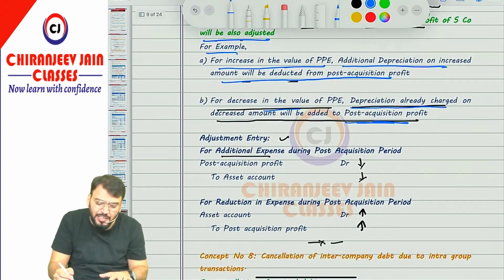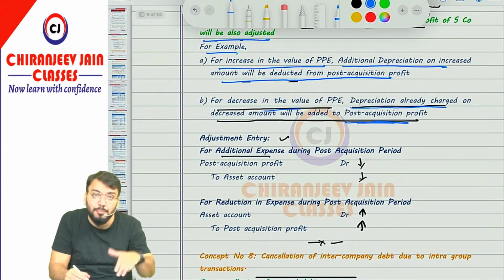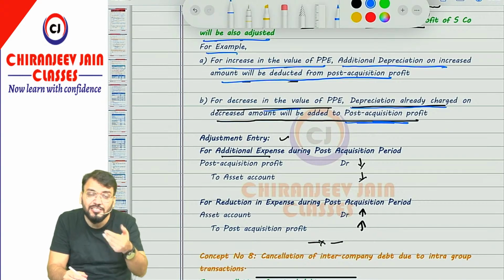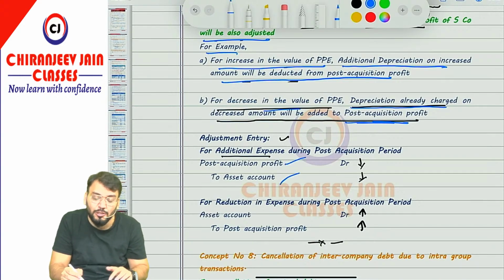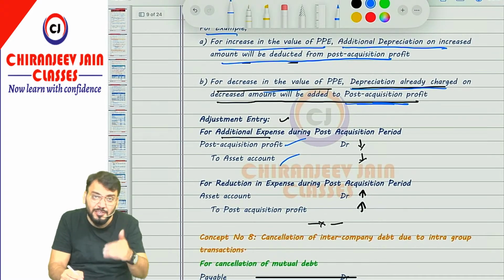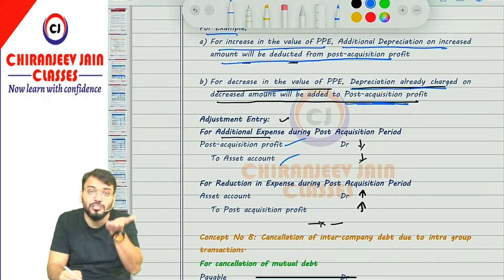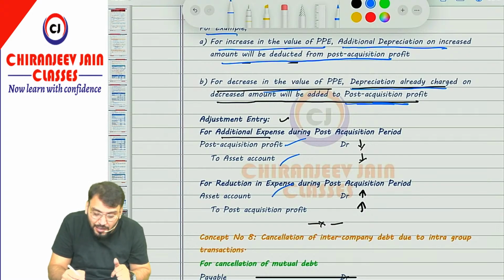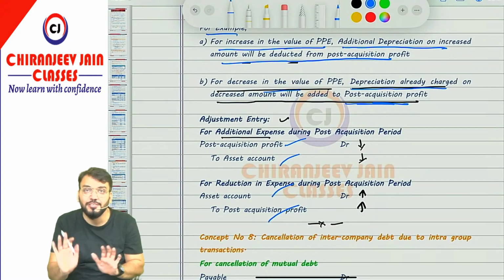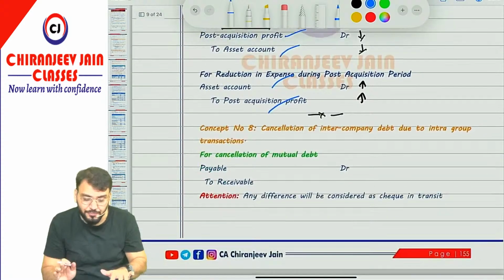I hope you have understood this entire point. For additional depreciation, what is the journal entry? For additional depreciation, post-acquisition profit is reduced. So post-acquisition profit account debit to asset. For reduction in expense, reduction in depreciation, your post-acquisition profit will increase. So asset account debit to post-acquisition profit. Got this point? This concept is also done.